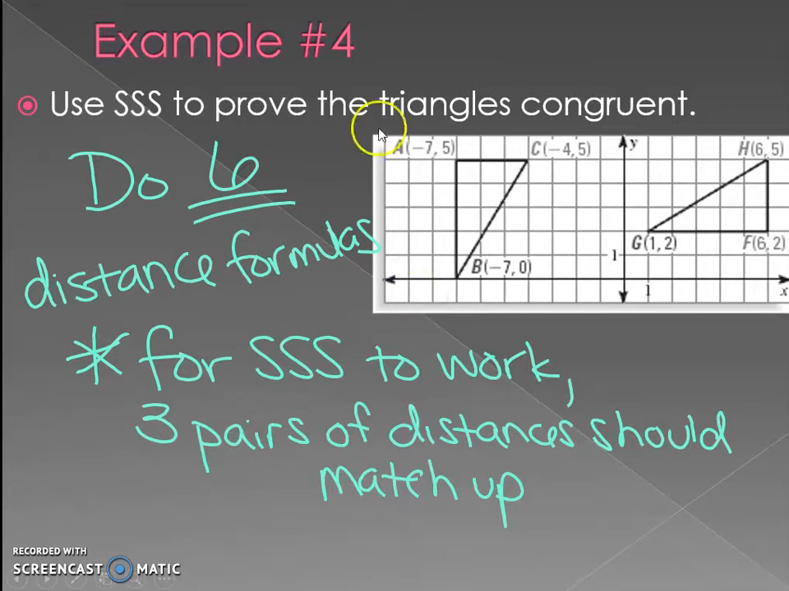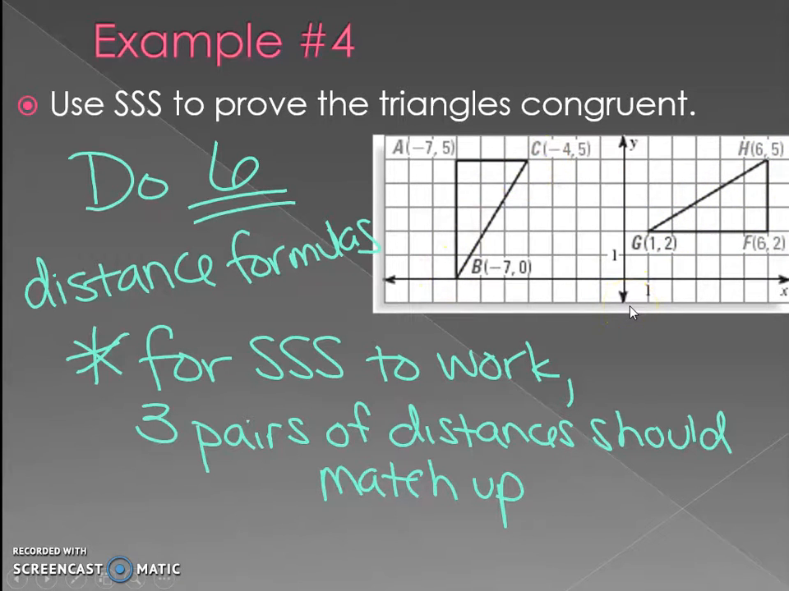Let's take a look at example 4. Use side, side, side to prove the triangles are congruent. Here are the triangles. Now, you're going to use the distance formula for one of the sides, this one and this one. You can use the Pythagorean theorem too. So right here, this side is 1, 2, 3, 4, 5 units. Then this side is 1, 2, 3, 4, 5 units. This side is congruent. This right here is 1, 2, 3, 1, 2, 3. You need to prove this hypotenuse, the slanted side, make sure they are congruent.